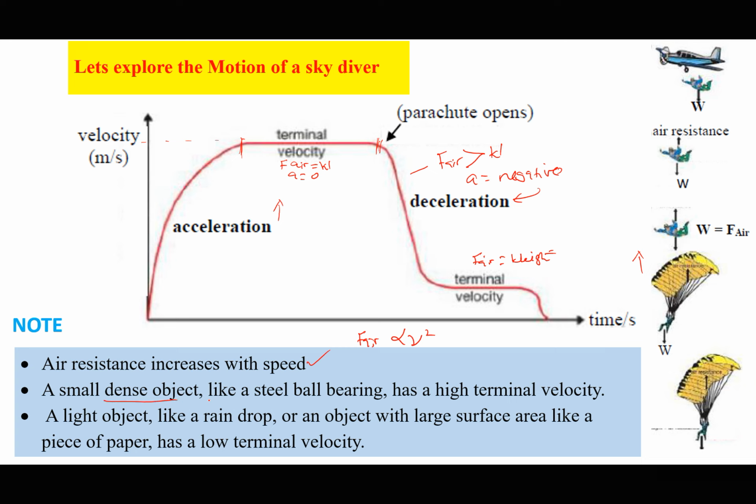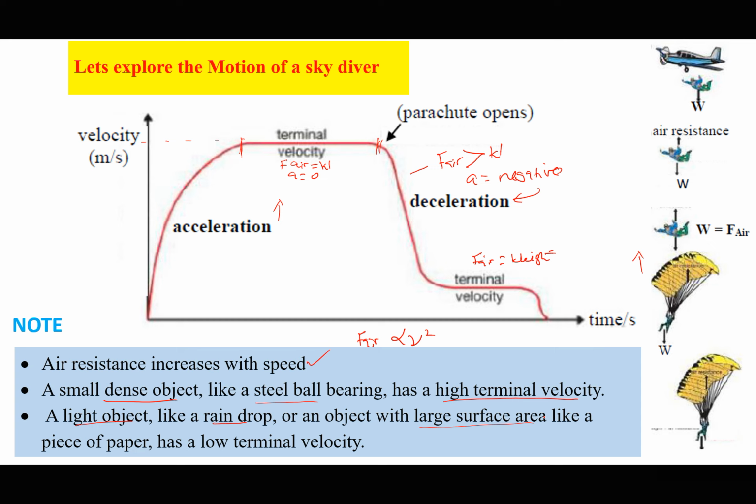A small dense object like a steel ball or a steel ball bearing has a high terminal velocity because of a smaller surface area. And a light object like a raindrop or an object with a large surface area like a piece of paper has a low terminal velocity. So when we open the parachute, of course, we are going to reach a lower terminal velocity. That's why the parachutist rapidly decelerated to a lower terminal velocity. And then at this point, the parachutist is able to move with that constant velocity until he lands.